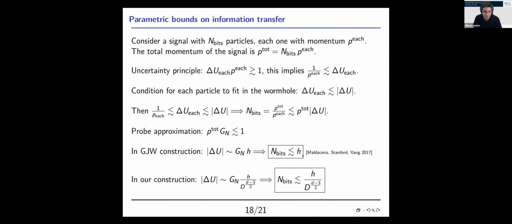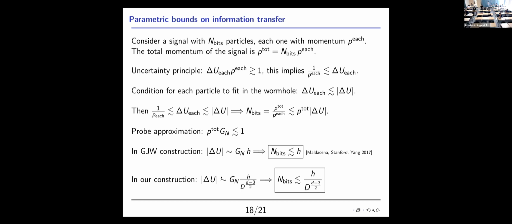This bound can also be derived in higher dimensional setups, and it's roughly the same story. It's not a very precise bound. It's just a parametric bound. And this parametric bound can also be derived in our setup.